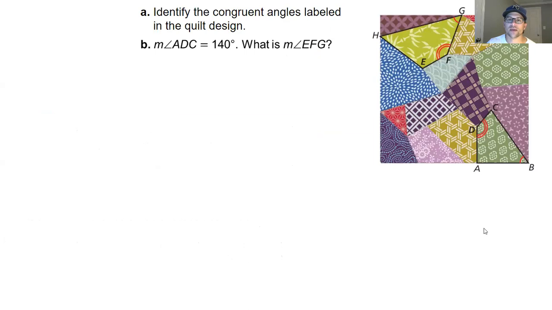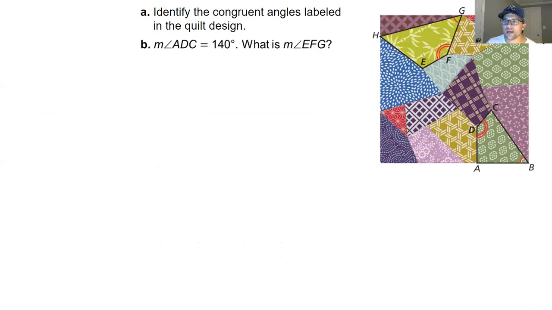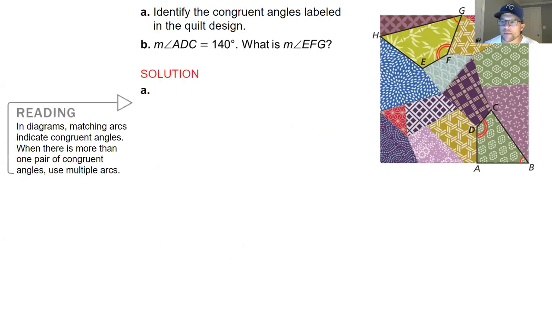Okay, identify the congruent angles labeled in the design, knowing that ADC is 140, what is the measure of EFG? So there are a couple different angle measures inside this quilt. The different markings will help you indicate which angles are congruent to each other. So notice how in the diagram, the matching arcs, where you see one arc, those are going to be pairs of congruent angles. Where you see two arcs, those are going to be pairs of congruent angles. So this particular diagram has two pairs of congruent angles.